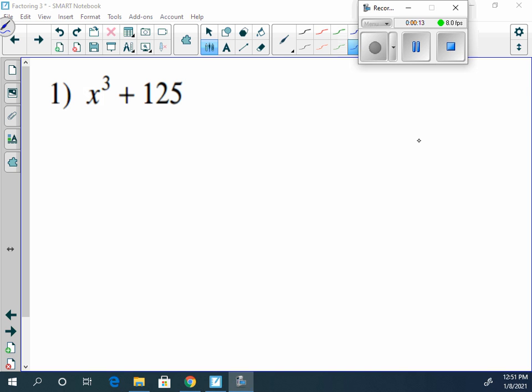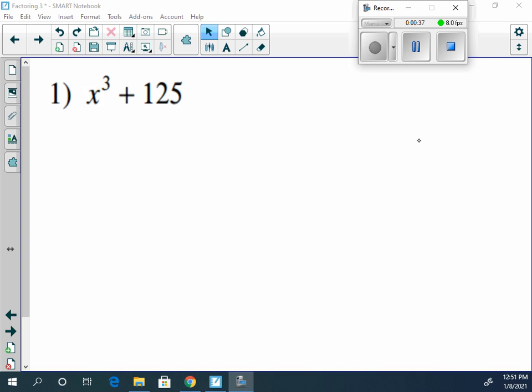So the two things that we're going to be looking at today, guys, focus up here, is going to be sum and difference of perfect cubes and what they're going to call factoring by grouping, or I call it greatest common factor multiple times. Now, sum and difference of perfect cubes, we went over this in the fall.